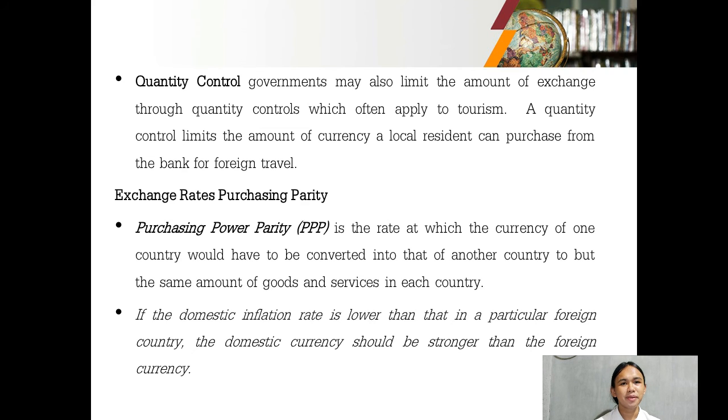Quantity control. Government may also limit the amount of exchange through quantity controls, which often apply to tourism. A quantity control limits the amount of currency a local resident can purchase from the bank for foreign travel. The quantity control is an important aspect in the relationship with the supplier to ensure that all contractual obligations have been met and to prevent any possible disputes. A verification by an independent third party can save a lot of trouble in the long run.